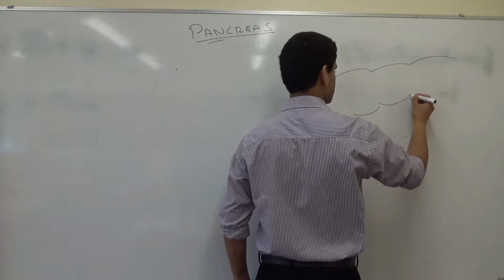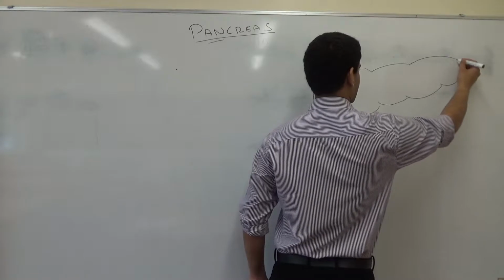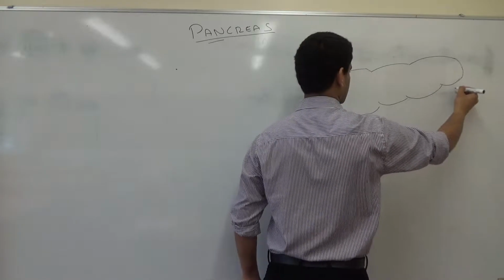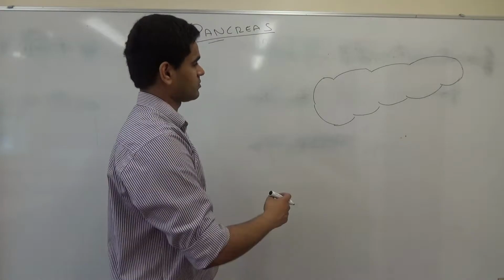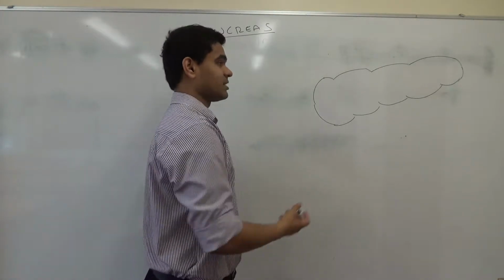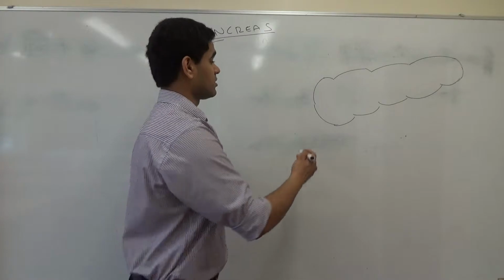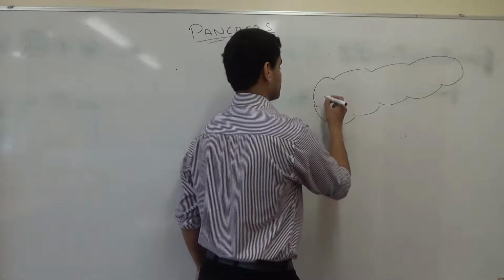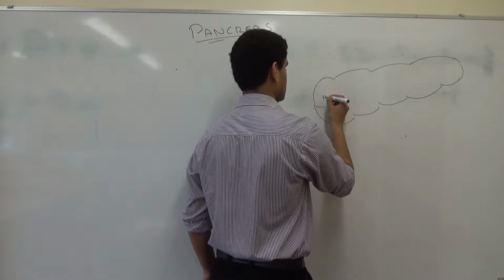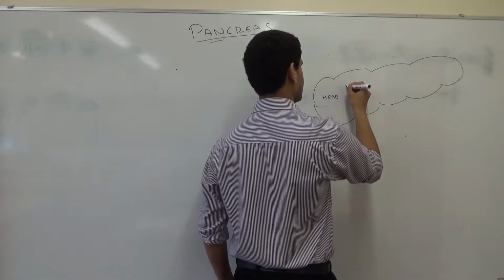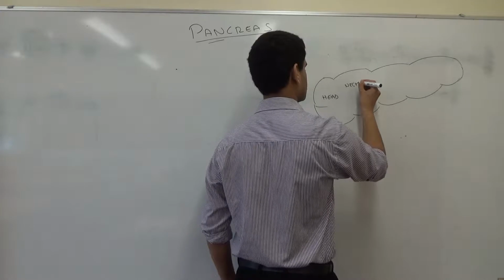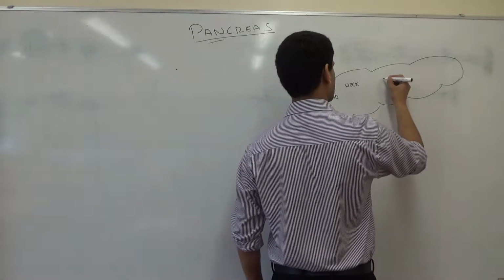And if you were to do a dissection, it will look like a flattened tongue of tissue that stretches out in front of the vertebral column. So the pancreas can be anatomically divided into different areas. So this part of the pancreas is called the head. This part is called the neck. This part is called the body.